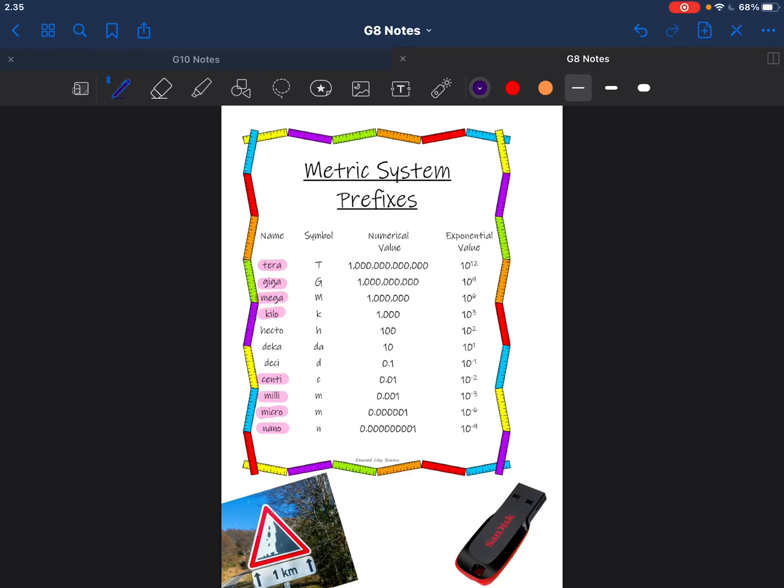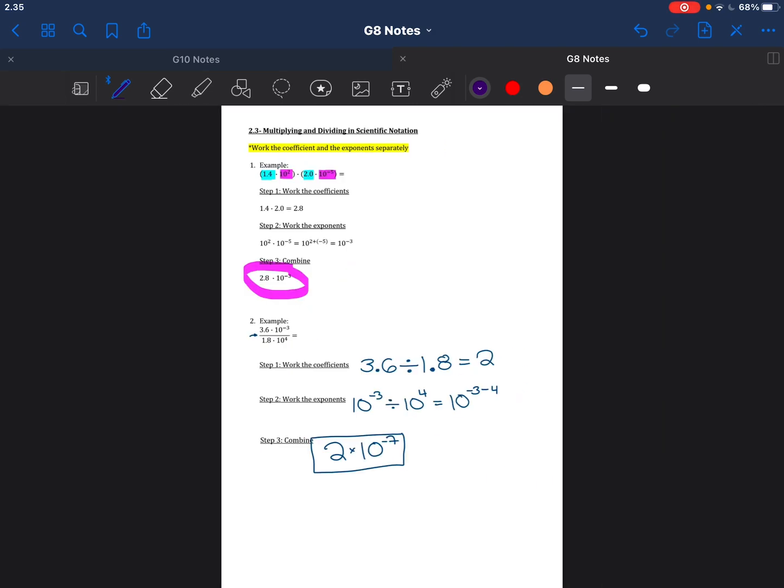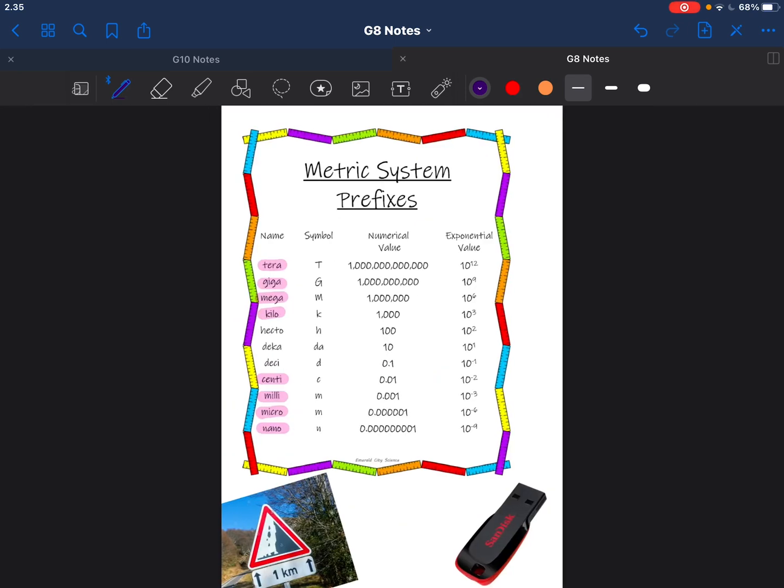Hey, grade 8. So today will be a very short video because I only have prefixes and multiplying and dividing with scientific notation, which those two things should be easy. So I want you guys to copy this down on your notes. It's the metric system prefixes. So you guys will see this every day, more so in some areas than the other.